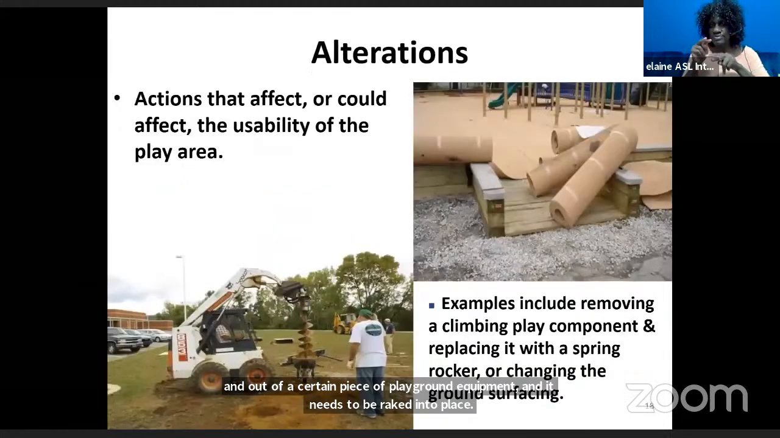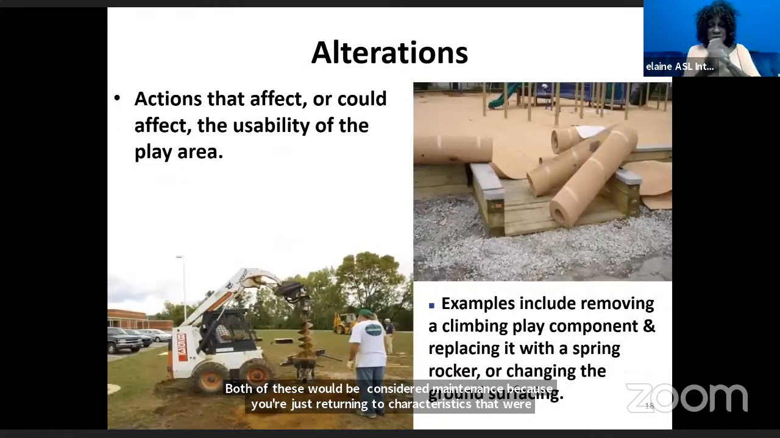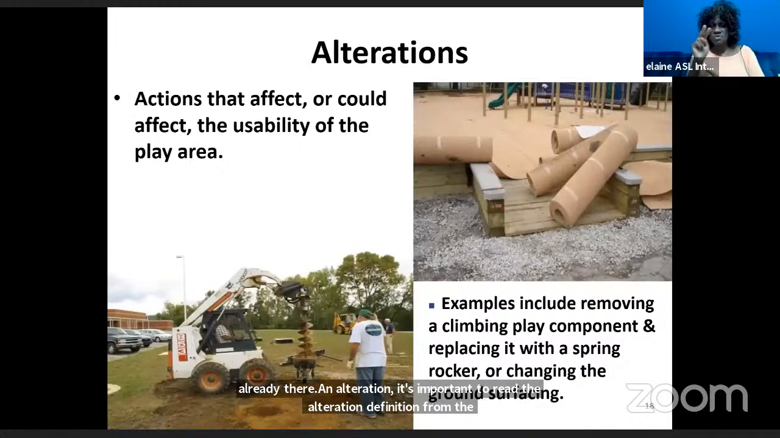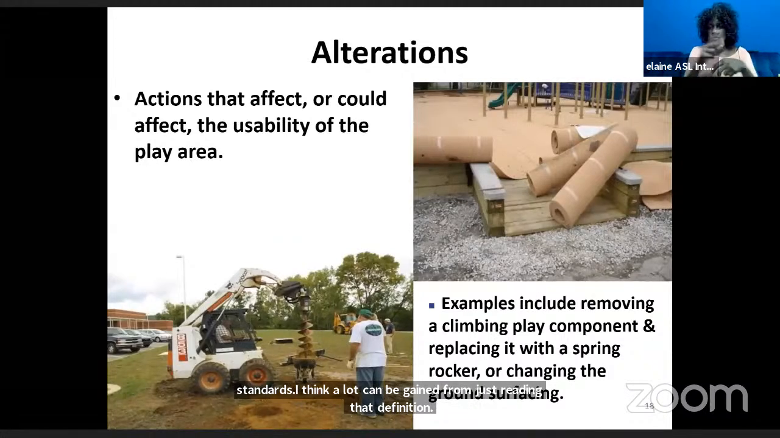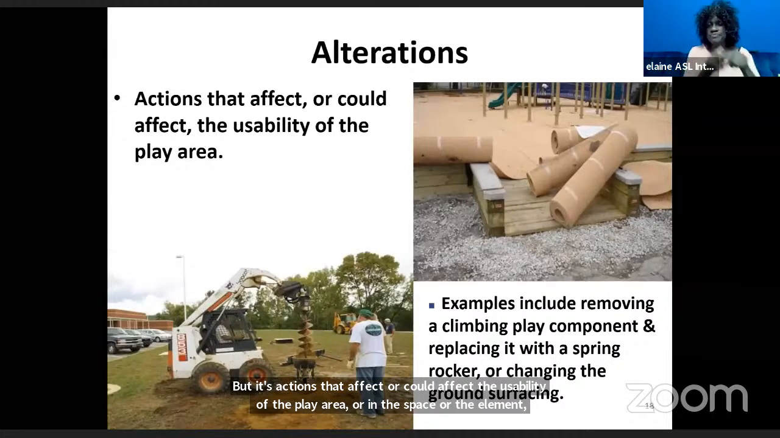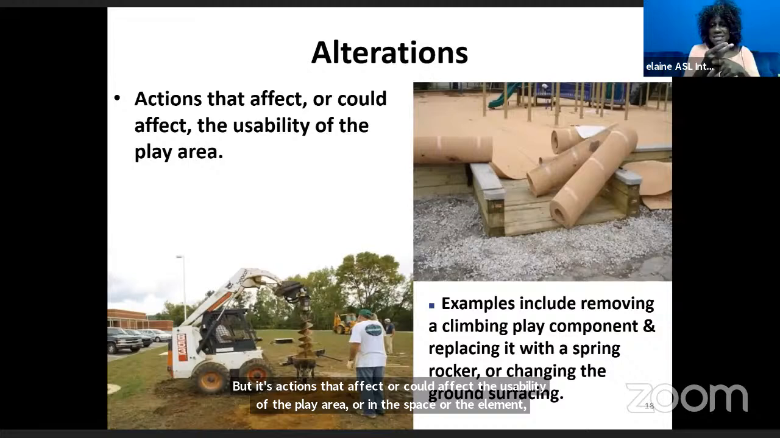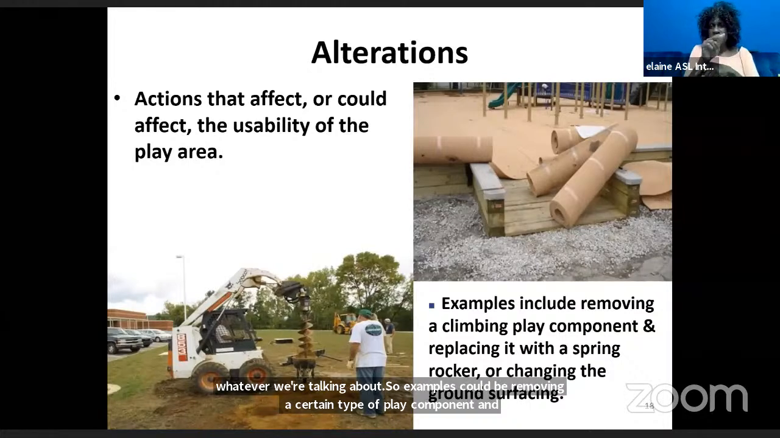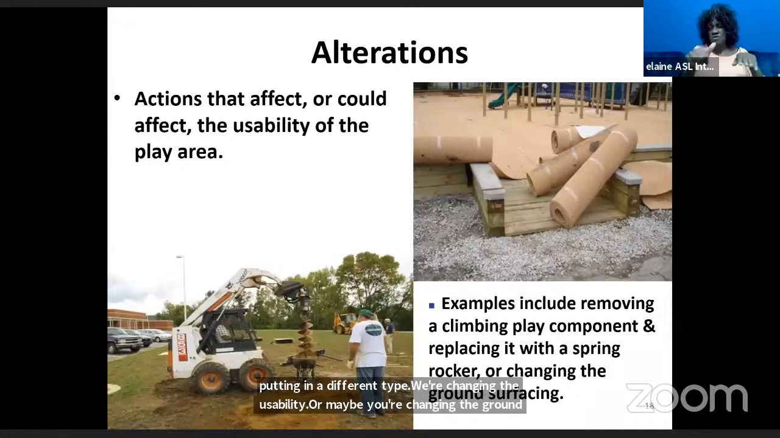An alteration, and it's important to read the alteration definition from the standards. I think a lot can be gained from just reading that definition, but it's actions that affect or could affect the usability of the play area or the space or the element, whatever we're talking about. So examples could be removing a certain type of play component and putting in a different type. Okay, we're changing the usability, or maybe you're changing the ground surfacing from one type of material to another. Those would be considered alterations.